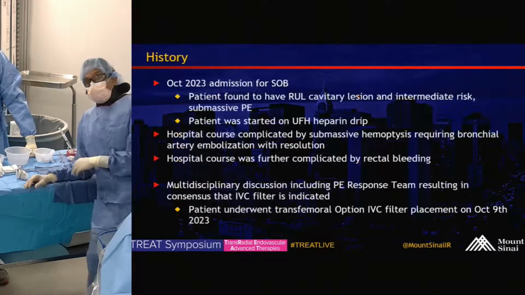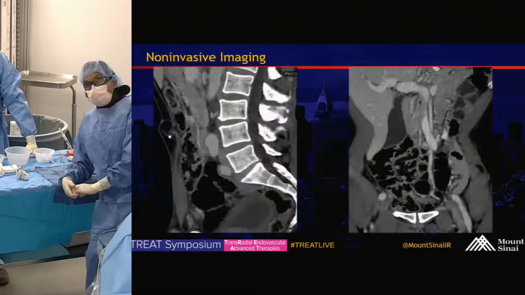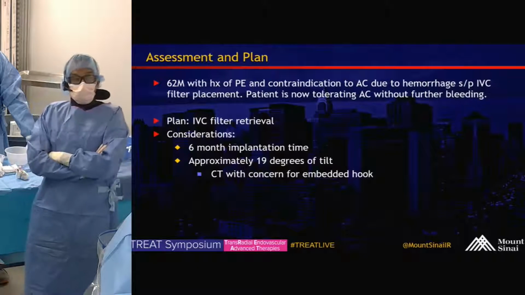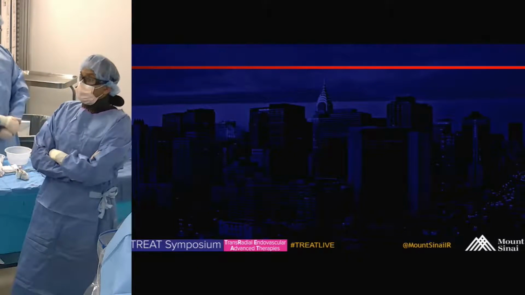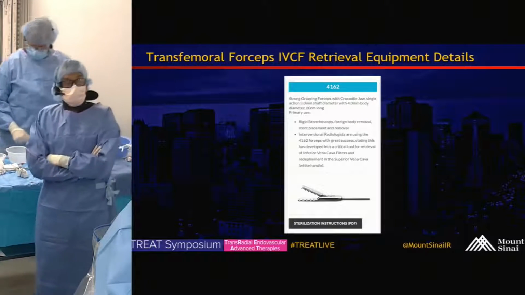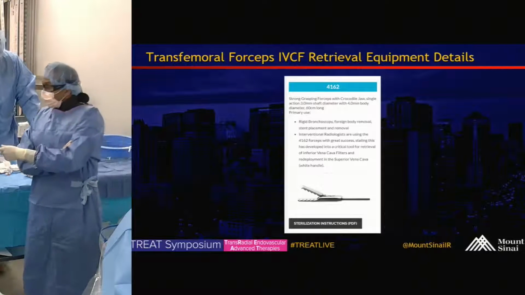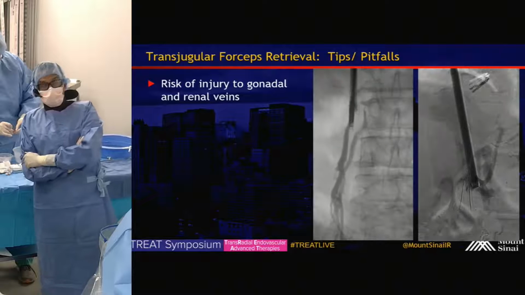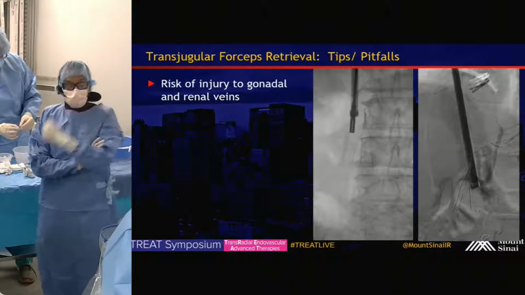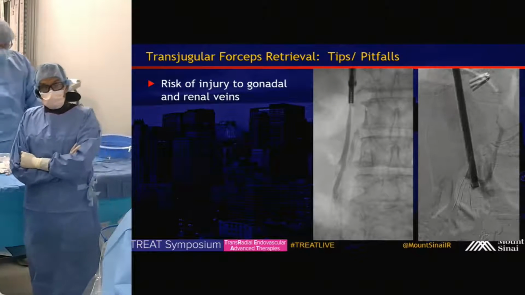I think one of the things we wanted to talk about, we saw a lot of interesting things during this case, in terms of having to use the loop snare technique and then going to the forceps. But just some of the tips with the forceps, especially when you're coming from the neck: go to the image showing the forceps first, or even this one here is good. It's easy for the sheath to get displaced into certain veins.